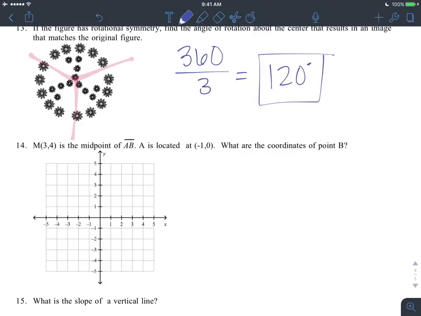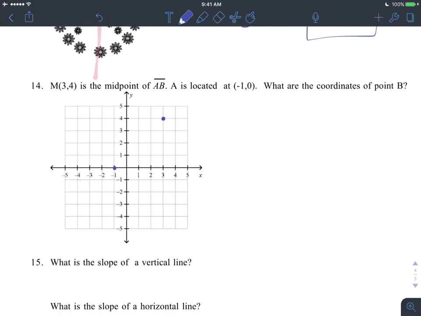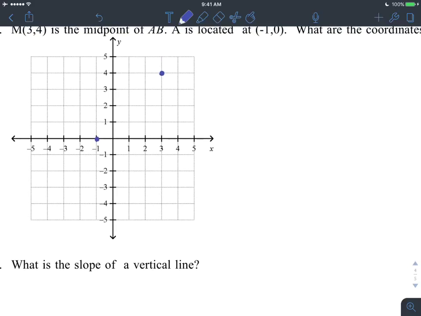All right, it says (3, 4) is the midpoint of AB, so 3, 4. And A is located at (-1, 0). What are the coordinates of point B? Okay, so we can do this 2 ways. I'm going to do it the graphing way.